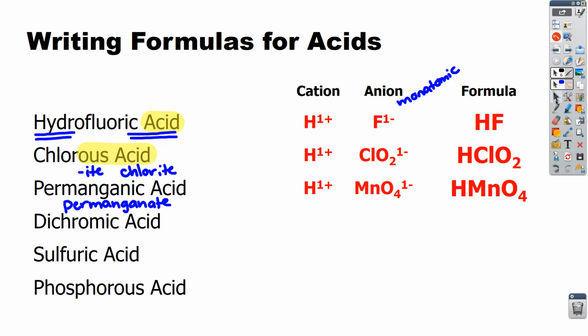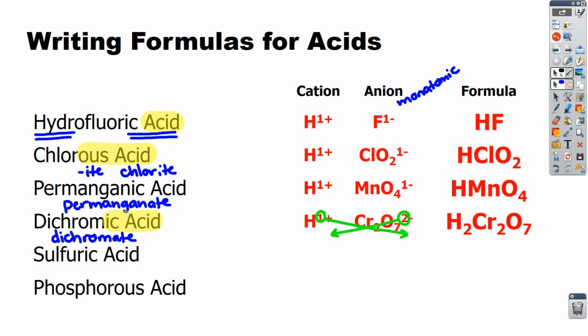Dichromic acid. I know this is an acid, my cation is H1+. This ic acid is going to change to an ate. So I'm looking for dichromate. The chemical formula for dichromate is Cr2O7 2-. And what I'm going to do is cross those charges. I notice that I only need one of these dichromates, and I'm going to double up on the hydrogens to create H2Cr2O7. I needed to double up on the hydrogens to cancel out that -2 on the dichromate.